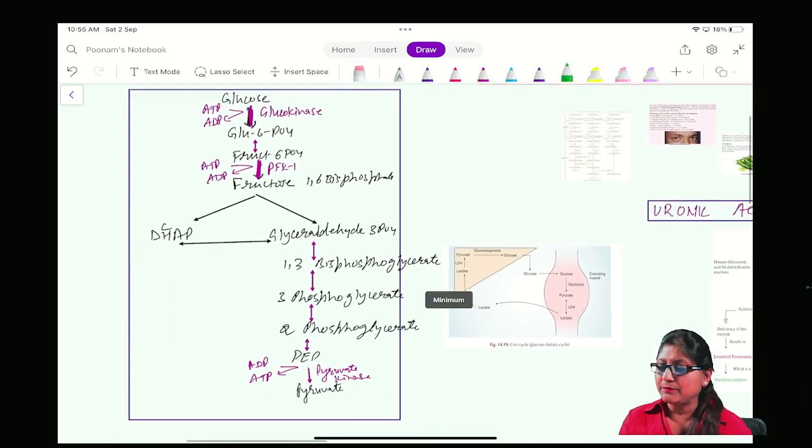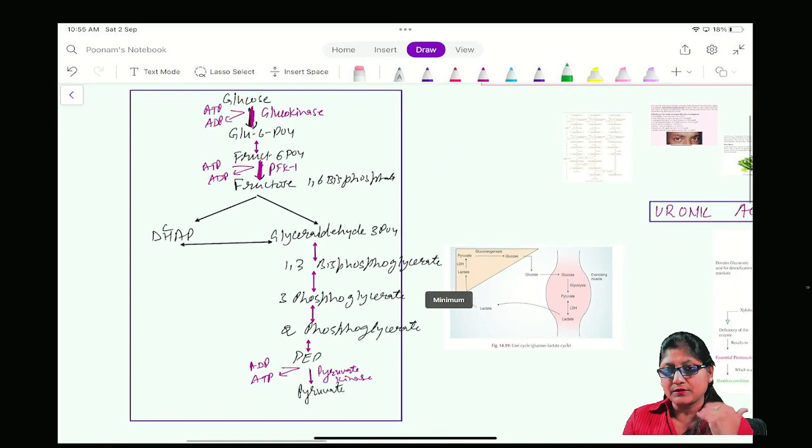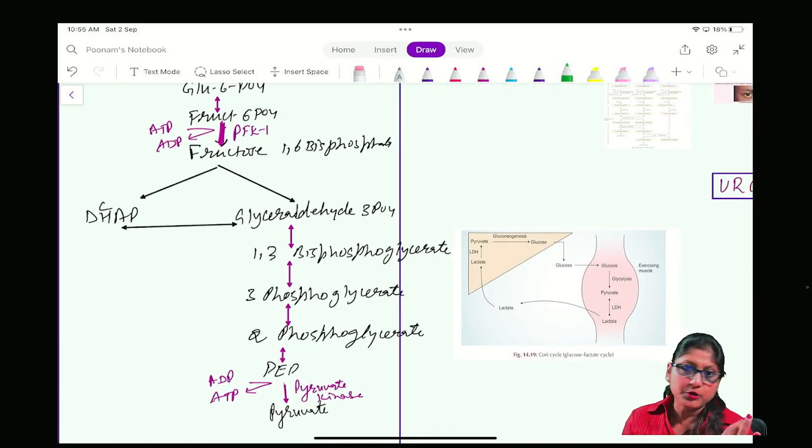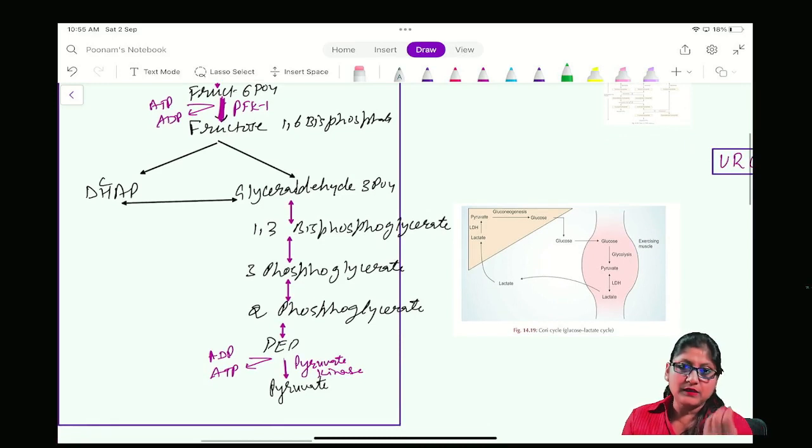And I said that the majority of the steps of glycolysis will be used in the reverse direction. See, there are many substrates which can produce glucose: pyruvate, lactate, glycerol, propionyl-CoA, various amino acids. I am just trying to explain to you how pyruvate is making glucose.